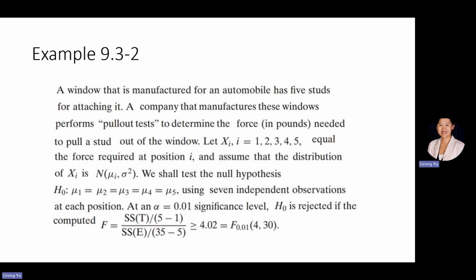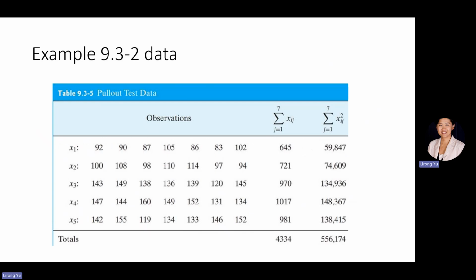So we have a second example in the text, which gives us a comparison between 5 means. The null hypothesis is that all 5 means are equal. The alternative, of course, is that at least one of them is not equal. The background is that we're doing a pull-out test to determine the force needed to force that out of the window. And this is the actual data.